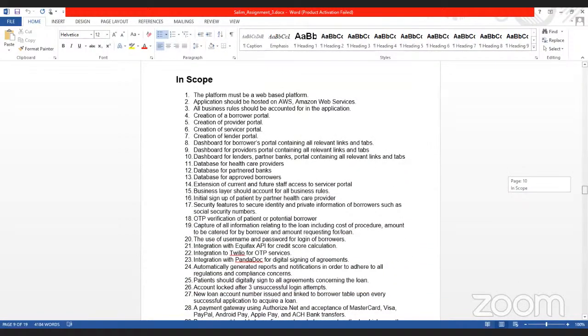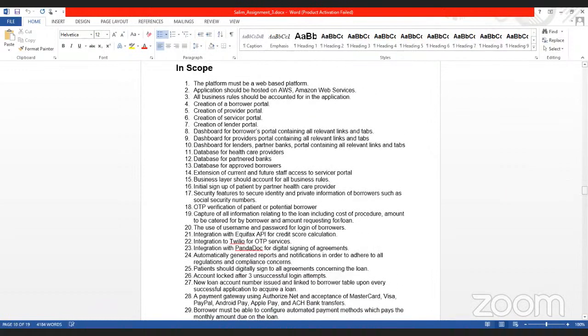So in the in-scope of the platform, the first one is that it should be a web-based platform. We are not concerned about mobile devices. It's basically a web-based platform. It should be hosted on Amazon Web Services. All business rules that we've mentioned earlier should be accounted for in the application, mainly the business logic. Also, there should be a borrower portal, provider portal, servicer portal, and lender portal. There should be dashboards for the various portals and links to relevant pages and relevant information.